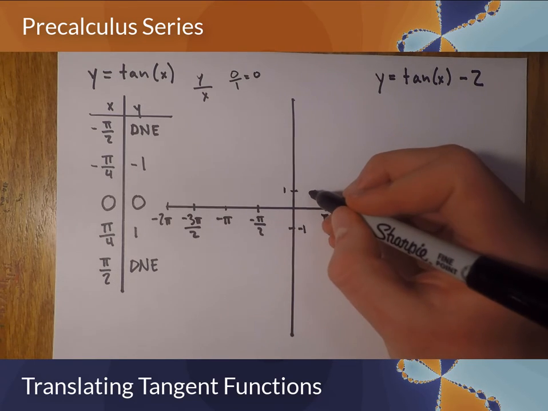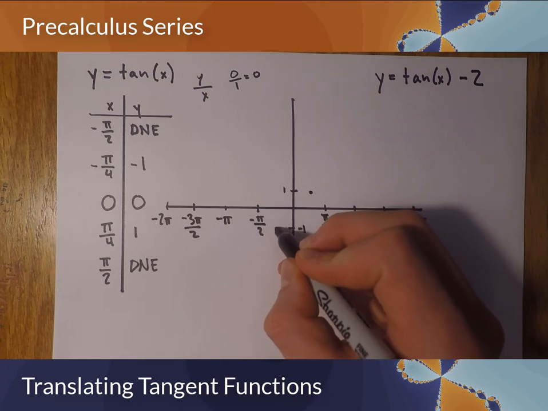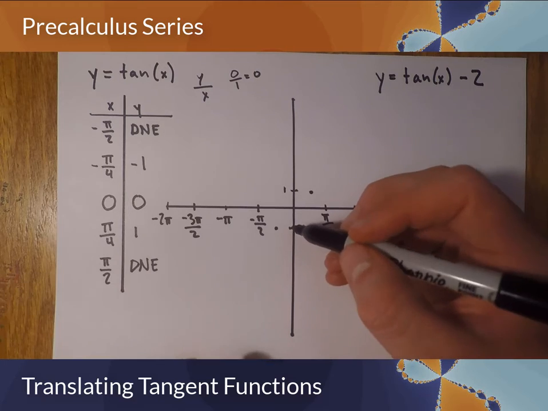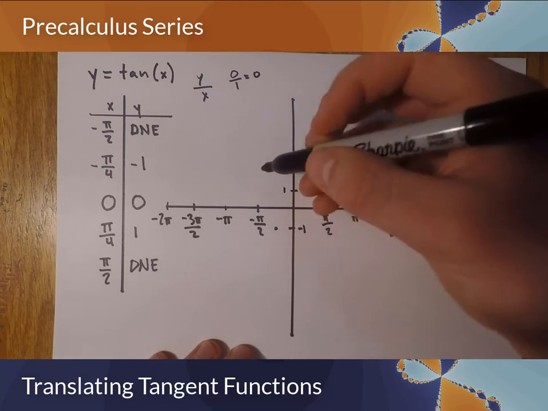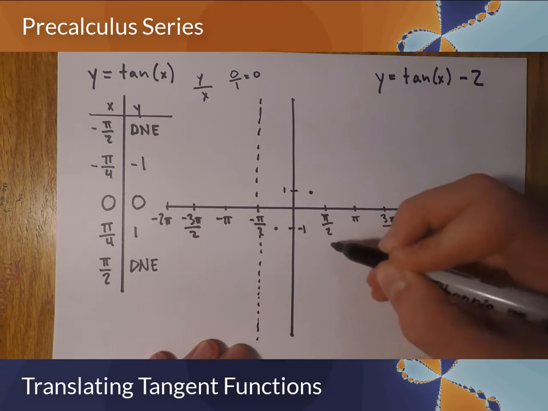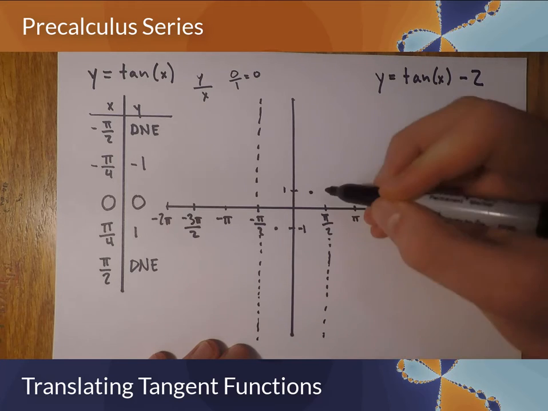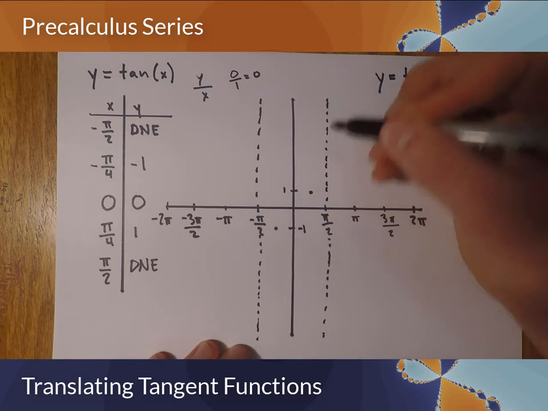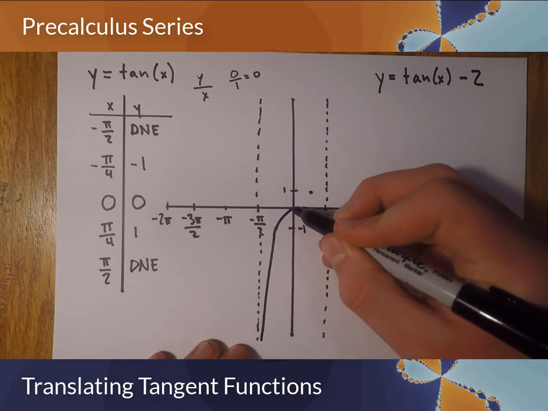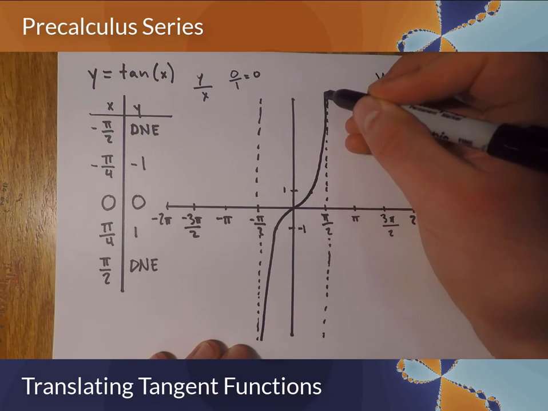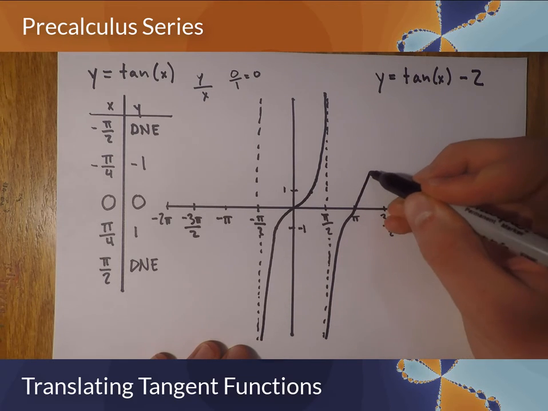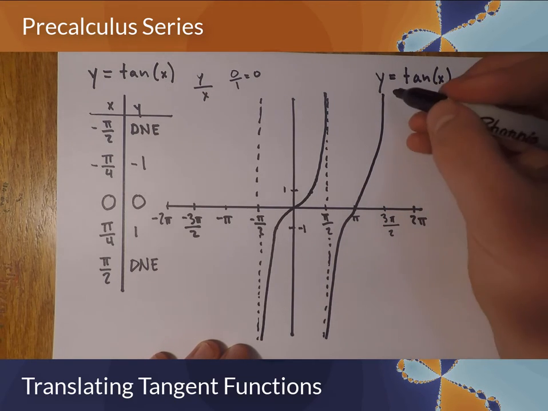Now we can graph this. Here is negative pi over 4, negative 1. This is pi over 4, positive 1. Then we draw some asymptotes in here like that. Now we just draw it in. It goes through the origin, and then it just keeps repeating over and over. So I could draw this again like that, and so on.